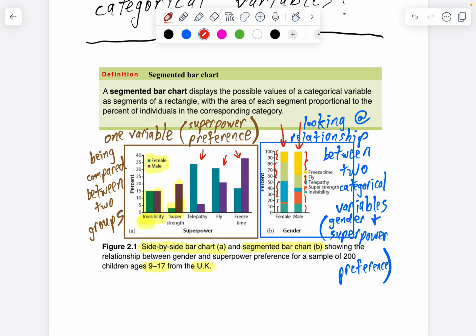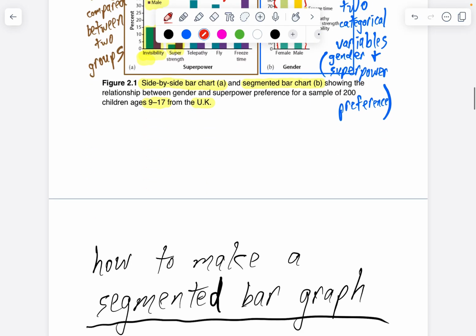And again, you can notice that boys are more likely to answer some superpowers. Girls are more likely to vote for other superpowers. And this may allow you to notice some relationships between gender and superpower preference.